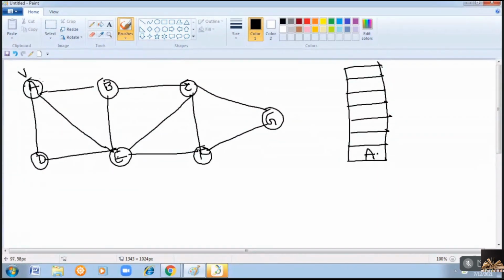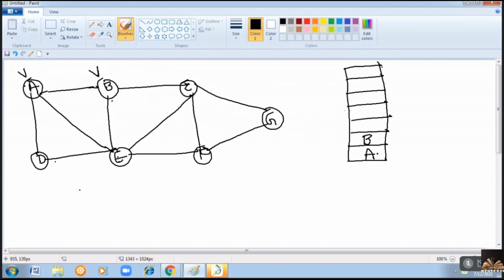Second point, visit any one of the adjacent vertices which is not visited. Here, what are the adjacent vertices of A? B, E, D. All the three are not visited. So you can consider any one for traversal. So let me consider B and push it into the stack. Clear?